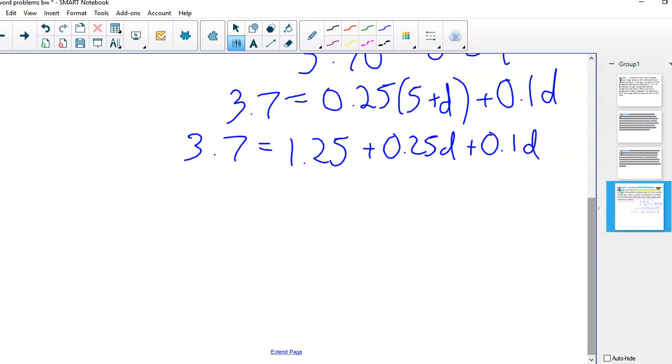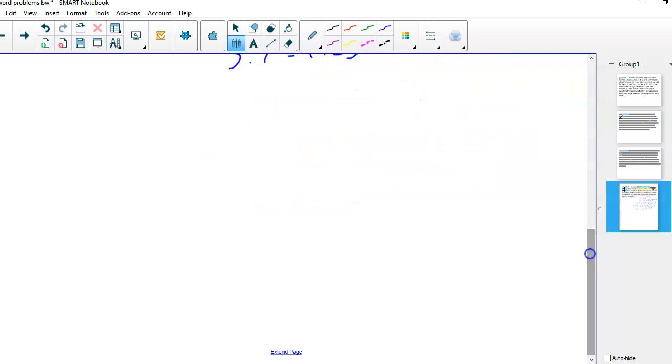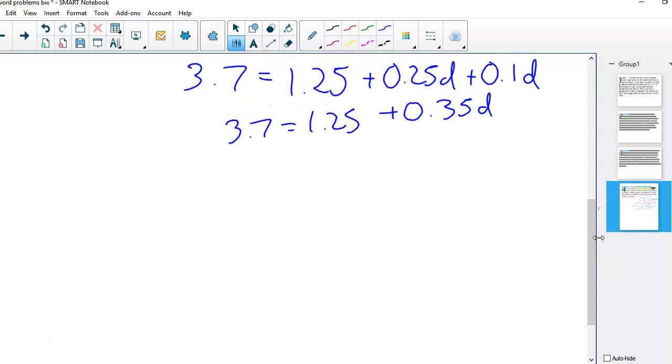Okay, what do we do next? Combine like terms. When we add together the D's, it should be 0.35D. Right, let's subtract 1.25. What is 3.7 minus 1.25? 2.45.